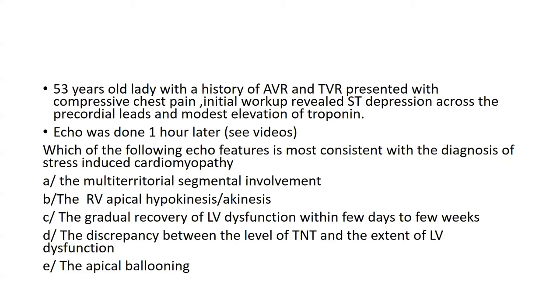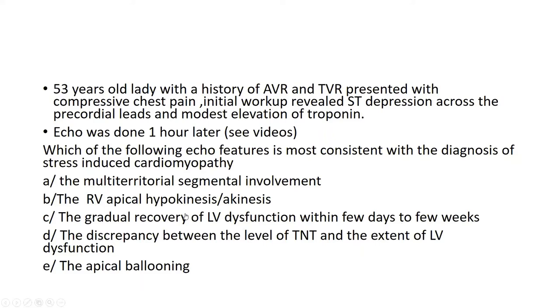But the question is asking, which of the following is most consistent? So which one are you going to choose? B. E. Any other opinion? E, apical ballooning. Okay. Well, by the way, I apologize for these MCQs because we have chosen them for the echo board. That's why it's a bit tough. The right answer is B, the RV apical hypokinesis and akinesis.